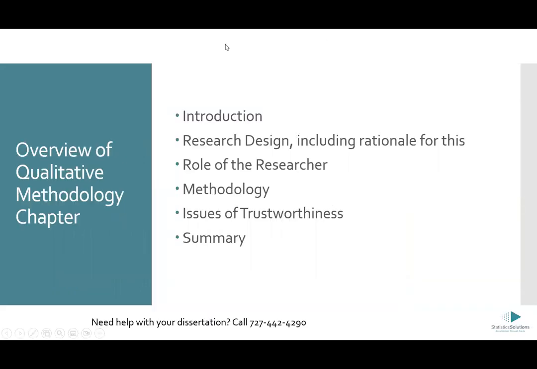So with regard to the structure of the qualitative methods chapter, it typically involves each of these components that I've listed on the screen. So there's typically an introduction, a section dedicated to the research design and the justification or rationale for selecting that research design, the role of the researcher, the methodology, issues of trustworthiness, and then the summary. So today I will go through each of these components and talk about what considerations you should make as you are writing each of these sections.